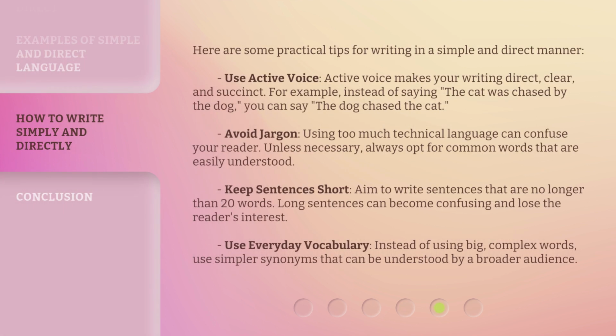Here are some practical tips for writing in a simple and direct manner. Use active voice. Active voice makes your writing direct, clear, and succinct. For example, instead of saying, "The cat was chased by the dog," you can say, "The dog chased the cat." Avoid jargon. Using too much technical language can confuse your reader. Unless necessary, always opt for common words that are easily understood.